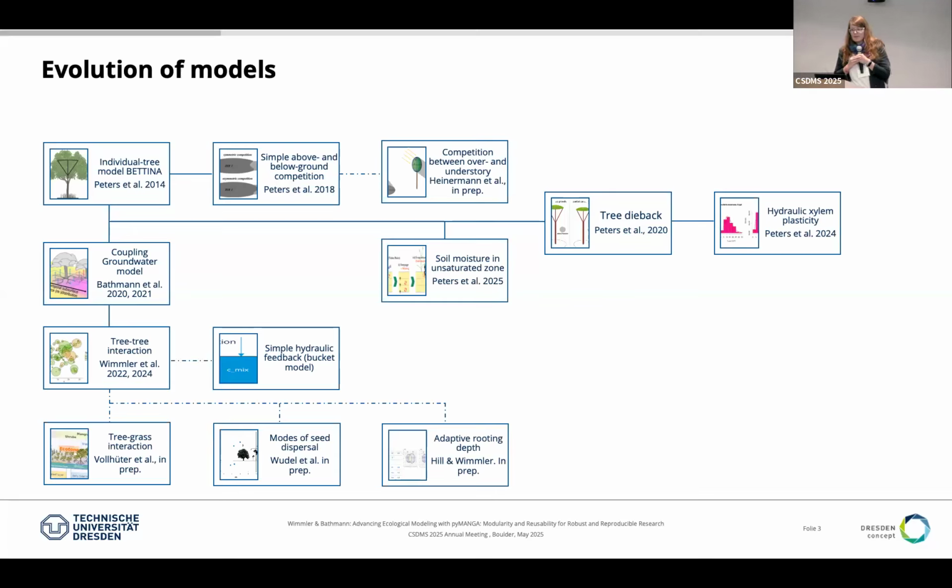This experience motivated us to create PyManga, a shared modular plug-and-play platform where core concepts can be reused, compared, and extended without re-implementing them.